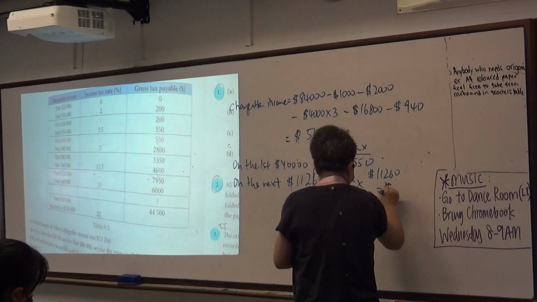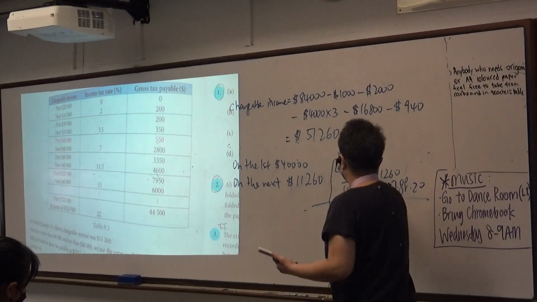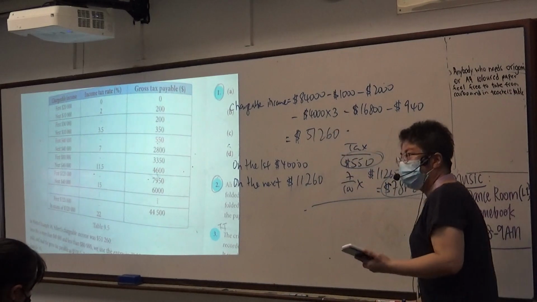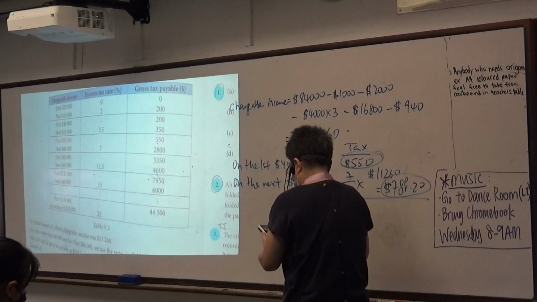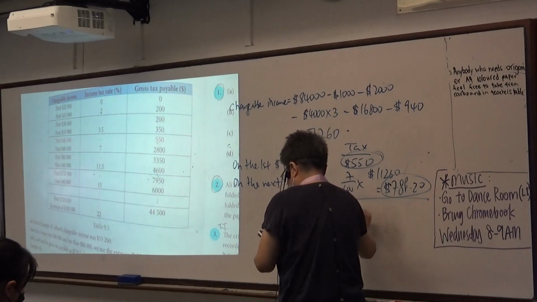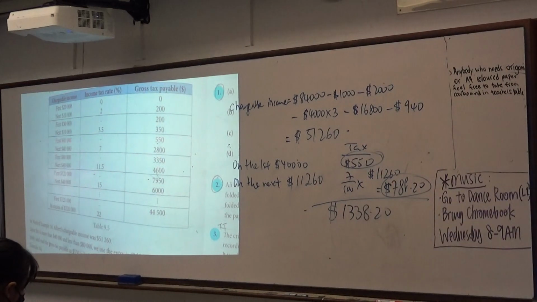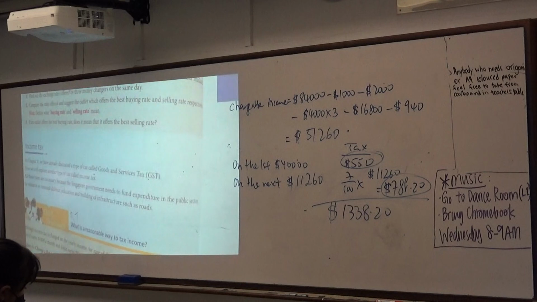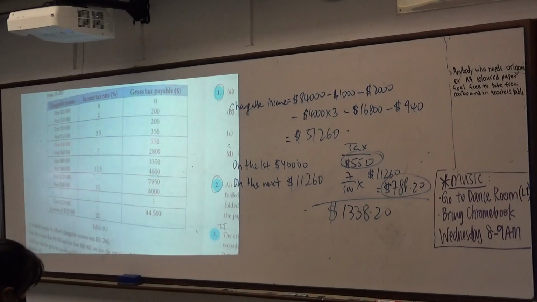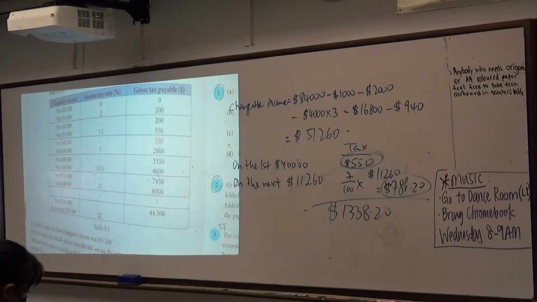Good. 788.20. So what's the total income tax? This one plus this one, right? Okay, so plus 550. He will have to pay 1338.20. So that is his chargeable income. 1338.20. Are we all clear? Yes or no?